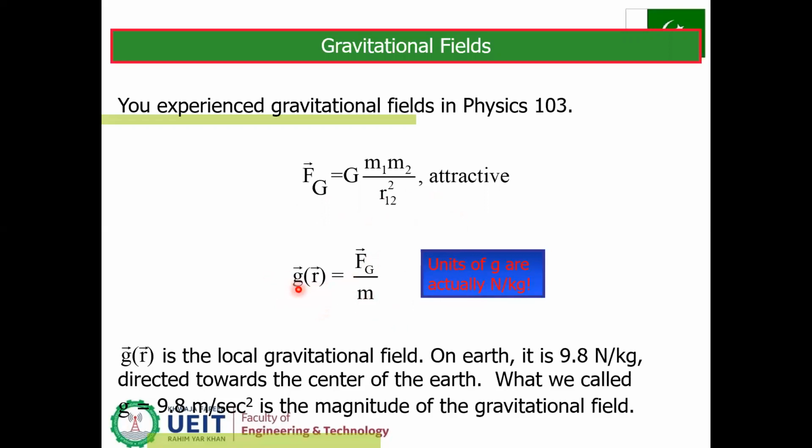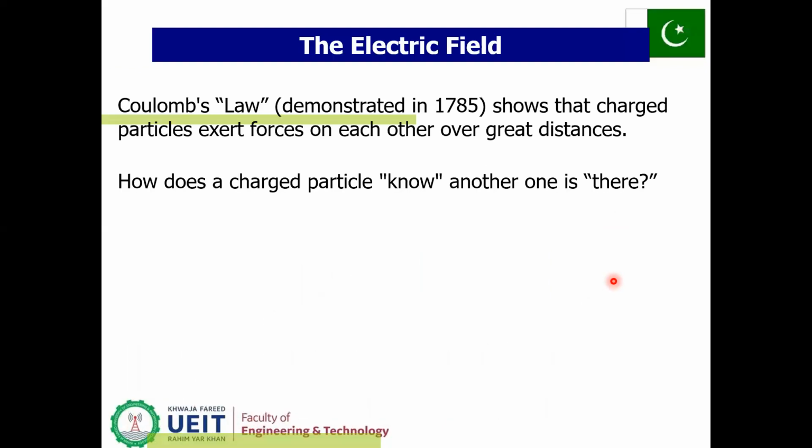Here a is the gravitational acceleration, g, that depends on r, the distance from the local gravitational field. On Earth, it is 9.8 Newton per kilogram, directed towards the center of the Earth. What we call g, equal to 9.8 meters per second squared, is the magnitude of the gravitational field. This gravitational field has a similarity with Coulomb's law.